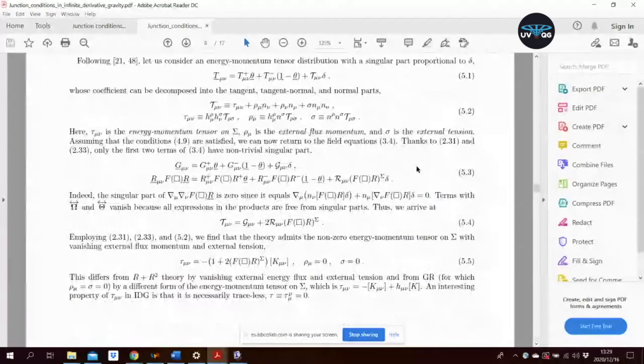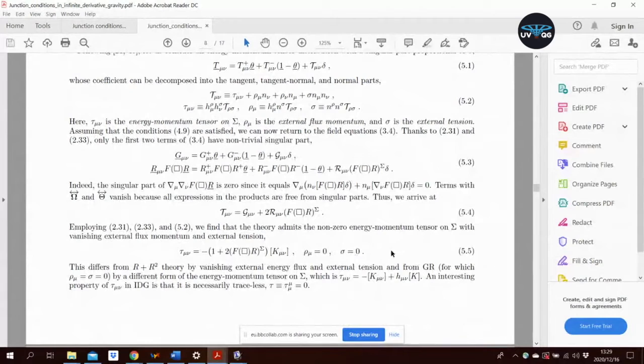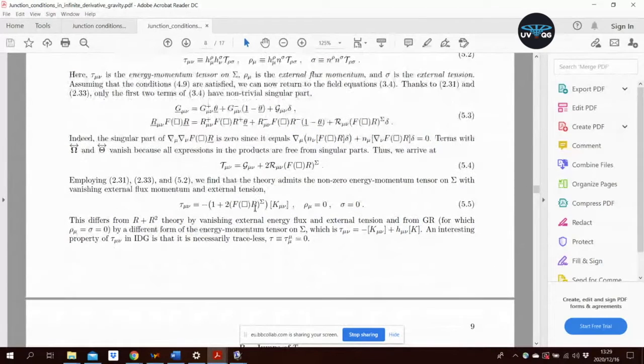So the kind of matter that you can have here, summarizing this 5.5 equation, is that you can have an energy momentum tensor on this hypersurface as long as the jump of the second fundamental form is different from 0. And that is the same as in general relativity. The thing is that this energy momentum tensor on this layer has to be traceless.